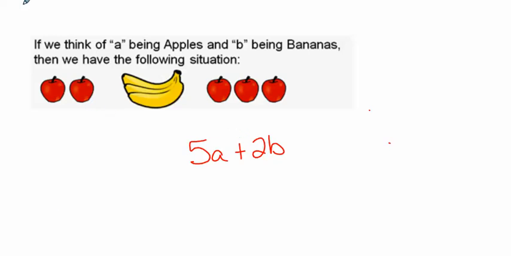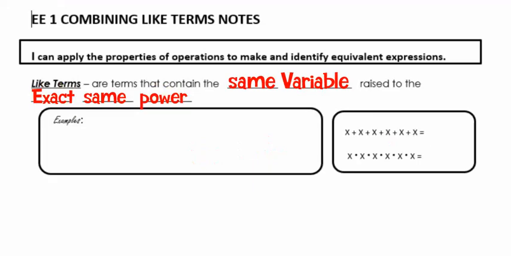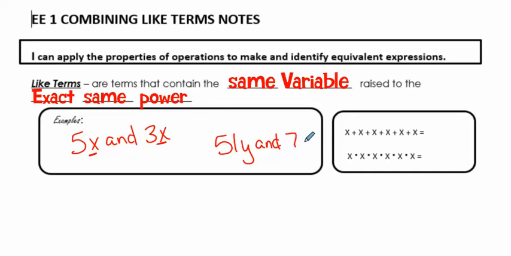Same is true with numbers. Okay, a like term is simply a term that contains the same variable raised to the exact same power. Now, we're not going to talk about the powers right now, but we're going to look at the same variables. So if I had 5x and 3x, those are like terms because they both have x's there. If I said 51y and 7y, those are like terms because they both have y's. Okay? So we can do that by combining.